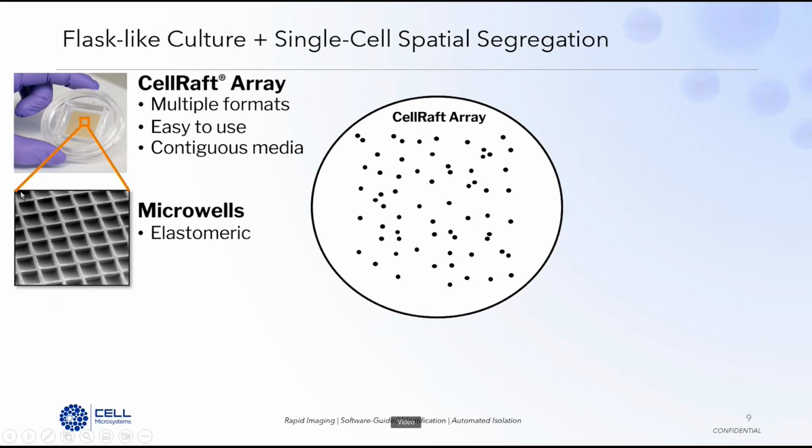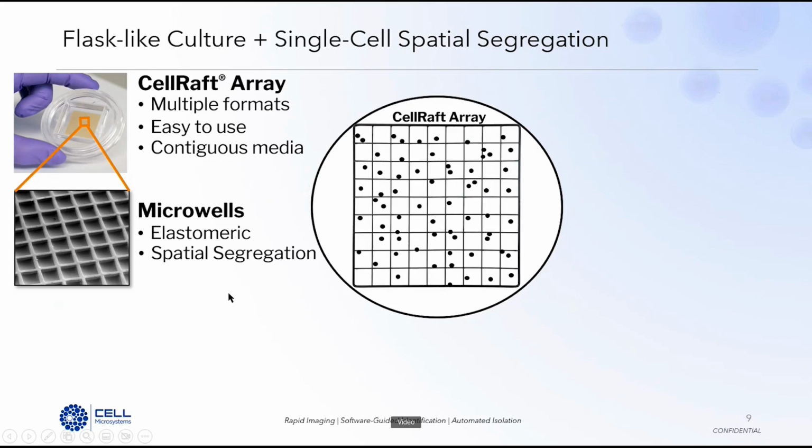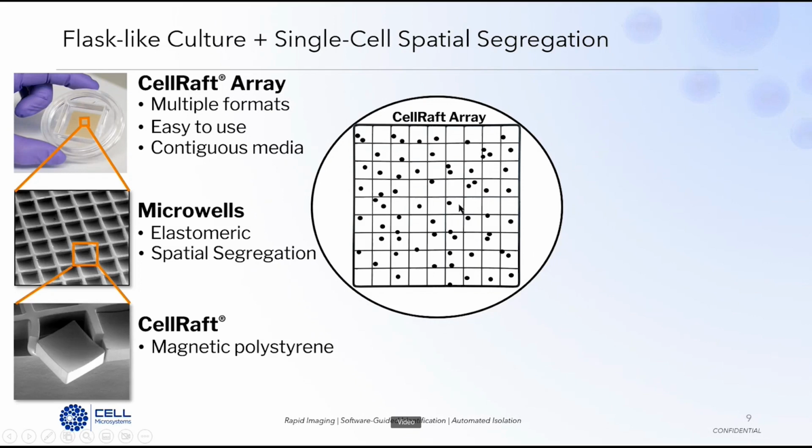But uniquely, within the CellRaft array is fabricated thousands to tens of thousands of elastomeric microwells. This provides spatial segregation for the cells that you seed, such that every cell that goes into the array itself settles by gravity into an individual microwell, allowing for shared media, but also spatial segregation. Within each microwell is fabricated a polystyrene cell raft, where the cells can attach to that polystyrene growth surface, just like they would any other tissue culture dish, and grow normally on the surface of that raft.